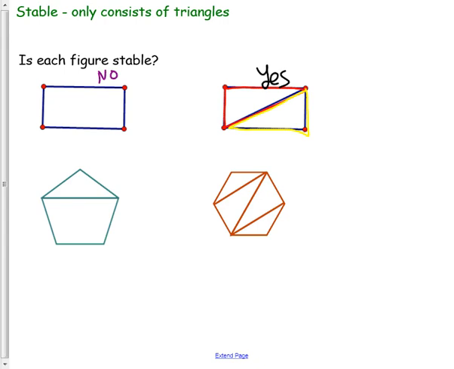Look at these last two figures and determine whether they are stable or not. The one on the left is not stable because in this area right here, if they had connected, then you'd have all triangles and it would be stable, but since there is not that piece, it is not stable. And finally, the one on the right, that's a triangle, that's a triangle, that's a triangle, that's a triangle. That is in fact stable. Just because it has a triangle doesn't mean it's stable. It has to consist of all triangles.